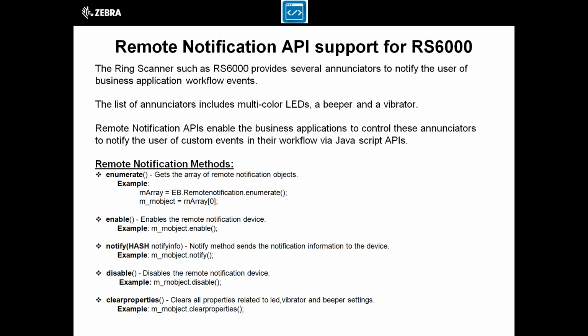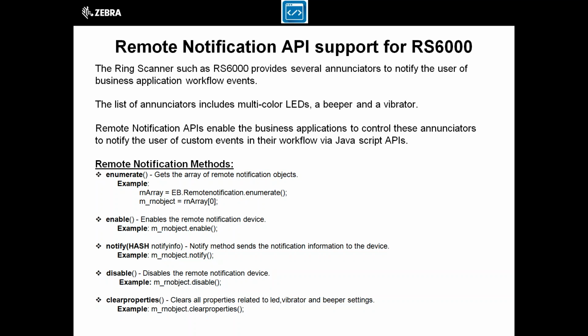So as I mentioned earlier, we are providing support. We have implemented a new API called Remote Notification on Enterprise Browser 1.5 version. Basically, this API is used for notifying an external Bluetooth device with some information. This remote notification API is currently supported on WT6000 and it is tightly coupled with RS6000.